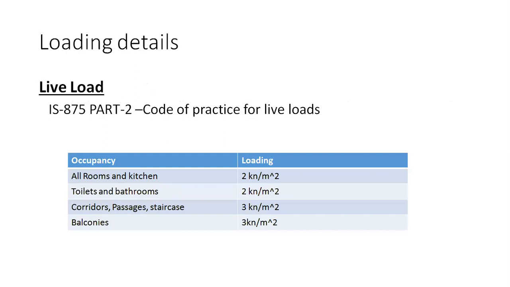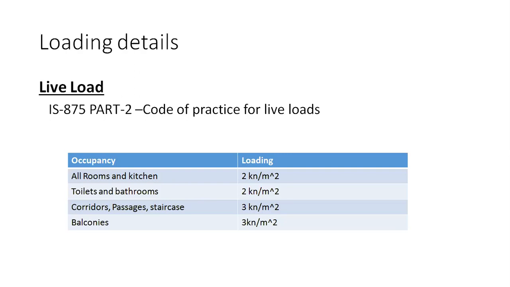Second type of gravity load is live load. Clauses for live load are given in IS 875 part 2, code of practice for live loads. The values are given in the table below. For rooms and kitchens of residential building, it is 2 kilonewton per meter square. For toilets and bathrooms, it is again 2 kilonewton per meter square. For corridors, passages, staircase, it is 3 kilonewton per meter square. And for balconies, it is 3 kilonewton per meter square.